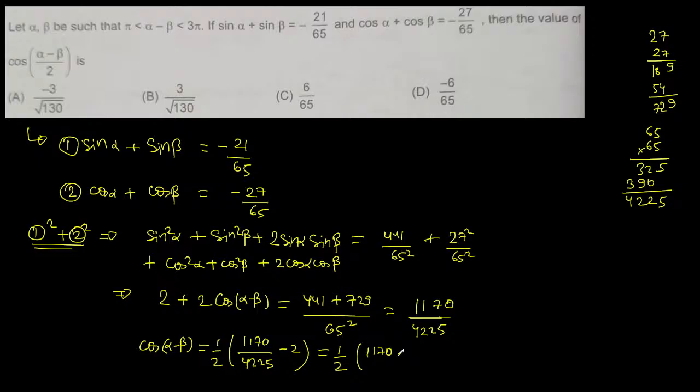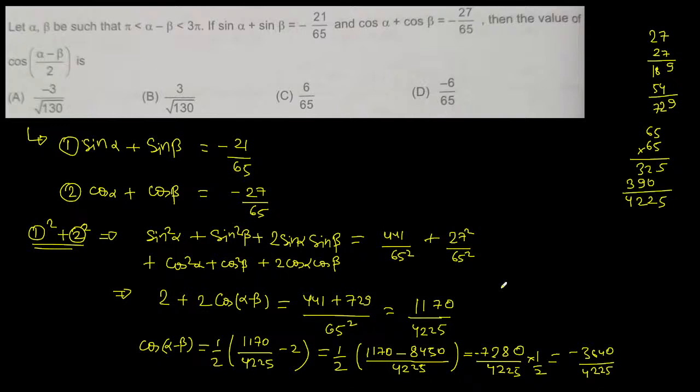This is 1 by 2 times 1170 minus 8450 upon 4225. This is 7280 by 4225 into 1 by 2, which is 3640 over 4225.